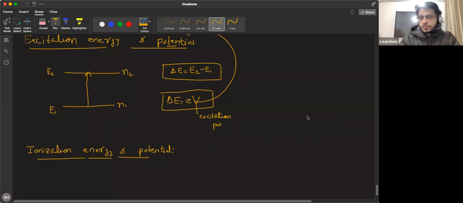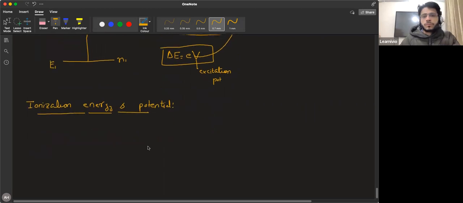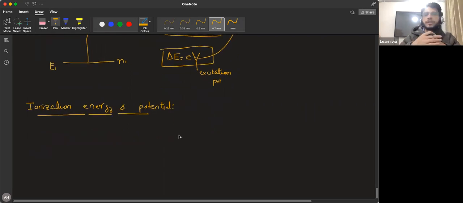Ionization is the energy required to fully take out one or more electrons from the shell. Ionization means taking an electron out of the atom. Or in terms of the energy level diagram, you can say taking your electron from n equal to 1 level to n equal to infinity is ionization.